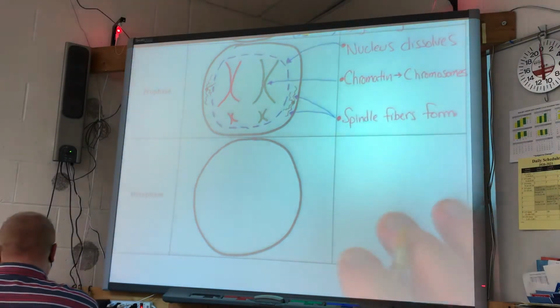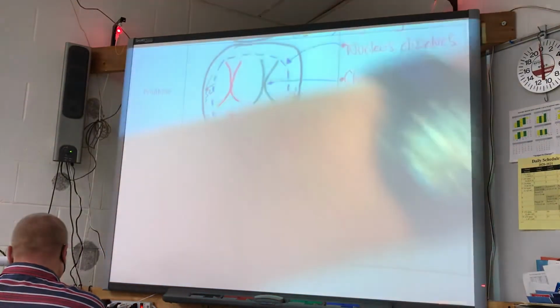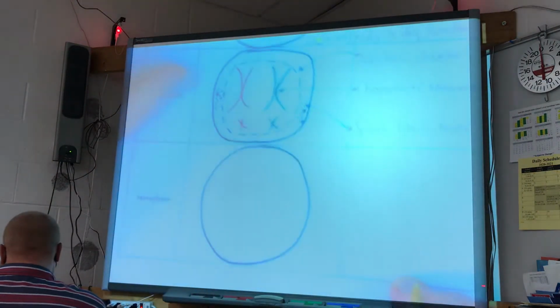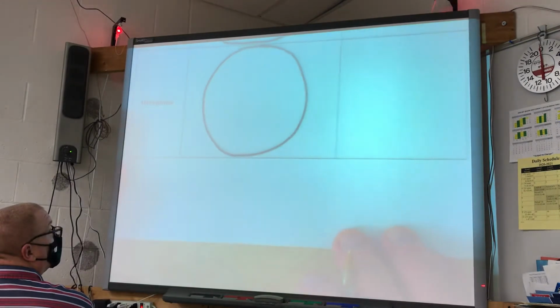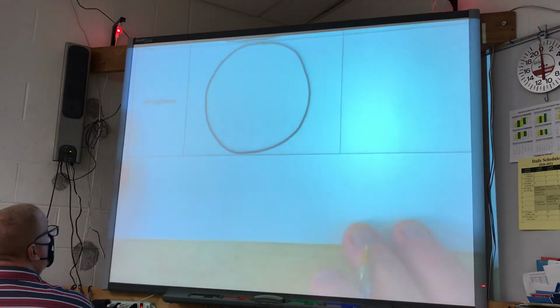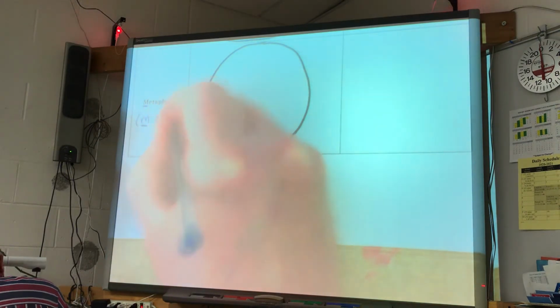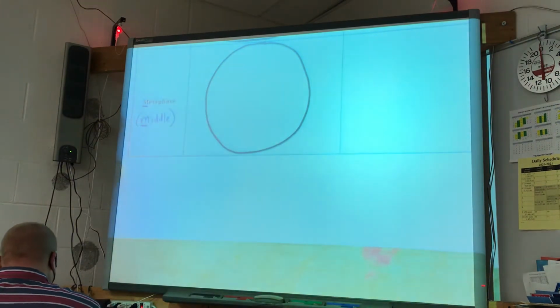PMAT, or pass me a taco. So prophase, metaphase, and right under metaphase, I'm going to emphasize middle, a memory device. Right under the word meta, we're going to put parentheses, middle. And something goes in the middle.